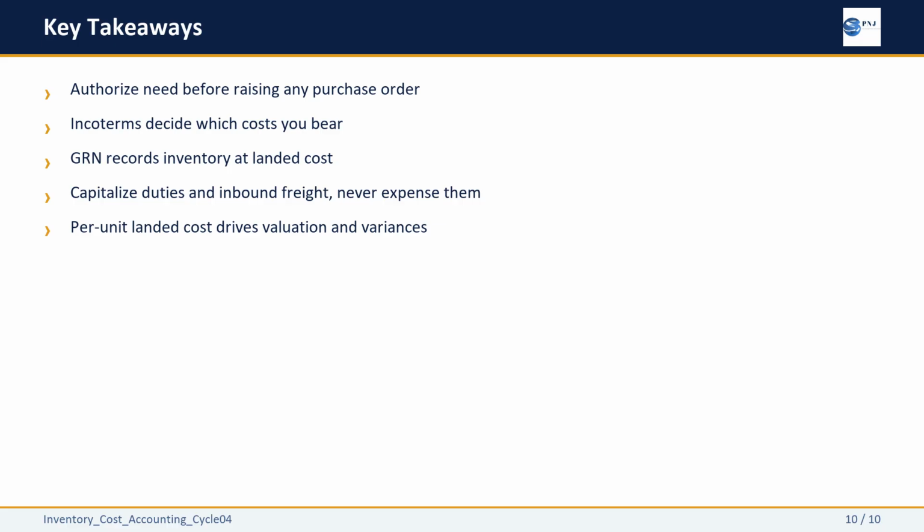Finally, the per unit landed cost becomes your valuation and your standard cost input, monitored through monthly variance analysis. Next, we build the costing system itself. Thank you for completing this section on procurement, receipt, and landed cost.